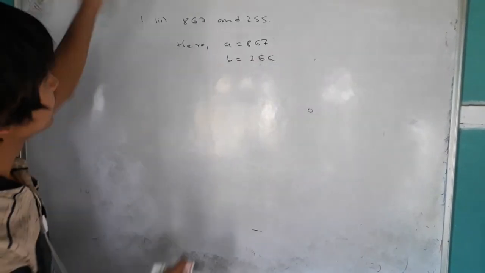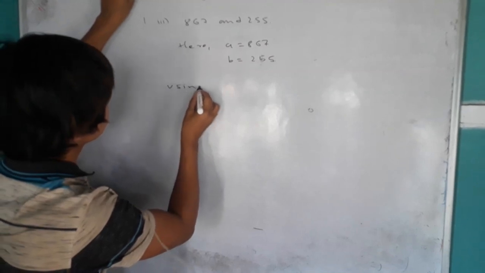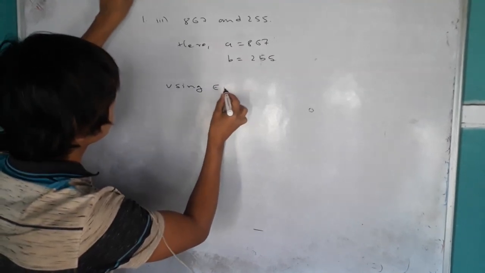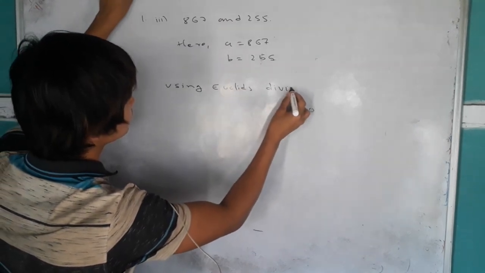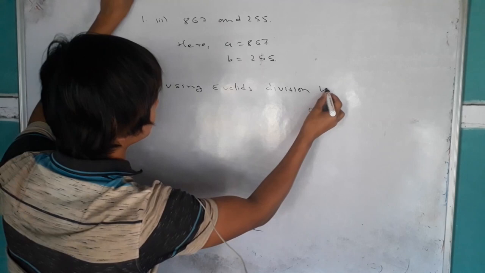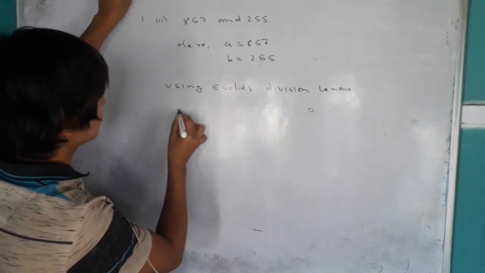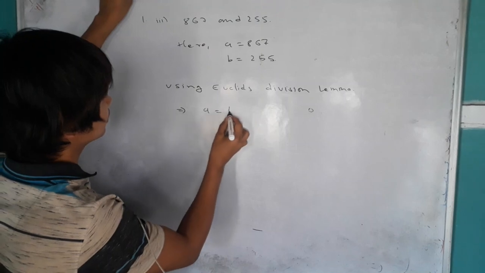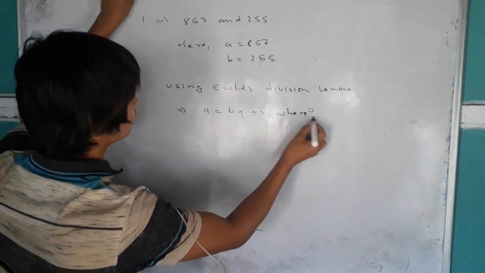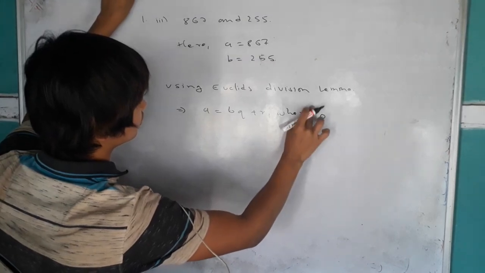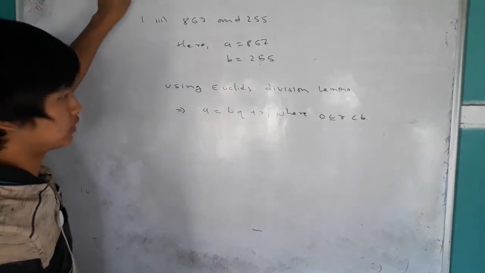255. So using Euclid's division lemma. According to Euclid's division lemma, it states that a = bq + r, where 0 ≤ r < b. This is the condition, okay?